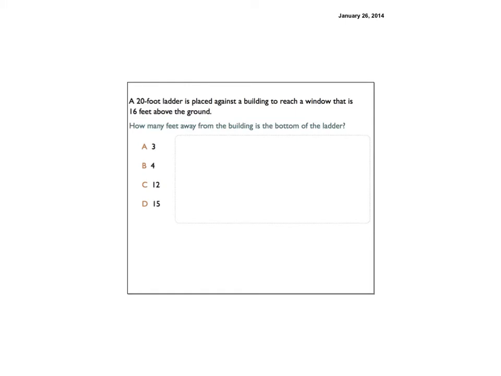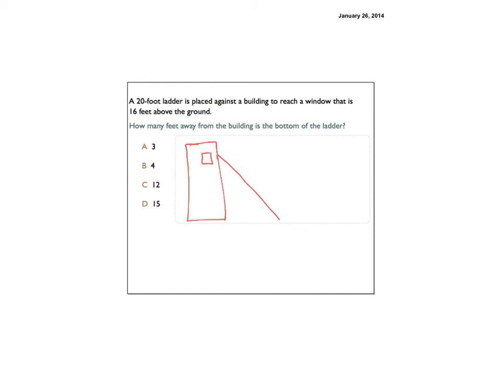All right, so now we're going to start to put some real-world application here. Drawing pictures is going to be really important when we're doing this. They don't need to be pretty, but they need to be drawn so that you can see where things are in your triangle. So we have a 20-foot ladder placed against a building to reach a window that is 16 feet above the ground. So here's my building. Here's my window.